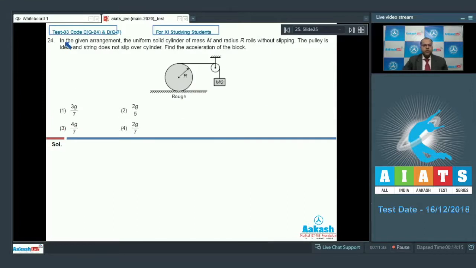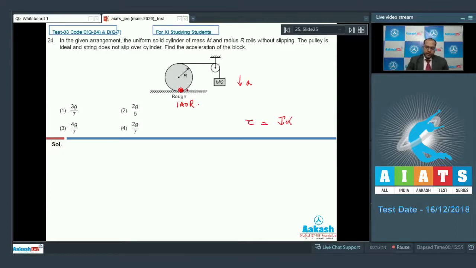In question number 24, in the given arrangement, the uniform solid cylinder of mass m and radius r rolls without slipping. The pulley is ideal and the string does not slip over the cylinder. Find the acceleration of the block. So let the acceleration of the block be a, then the net velocity of this point is 0. So I can consider this as my instantaneous axis of rotation. So I have to apply the equation of torque equal to I alpha about my instantaneous axis of rotation.